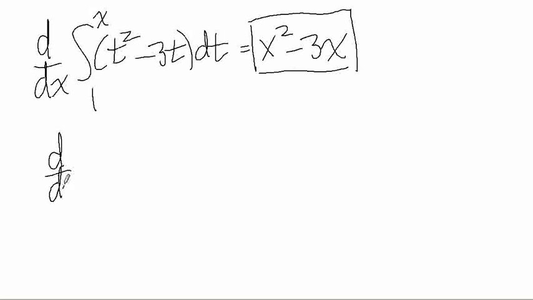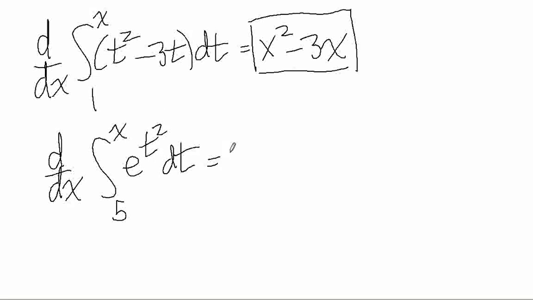Let's do another one. Suppose we wanted to calculate the derivative of a function defined in terms of the definite integral from 5 to x of e to the t squared. Okay, so that's equal to, according to the fundamental theorem of calculus, e to the x squared. Now notice that the bottom limit of integration did not affect the answer. The fact that I had a 5, it could have been a 50, it could have been 500, the answer would still have been the same.